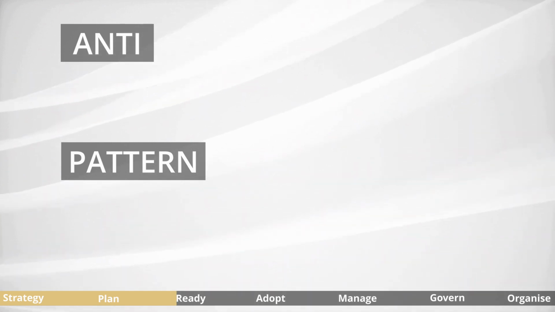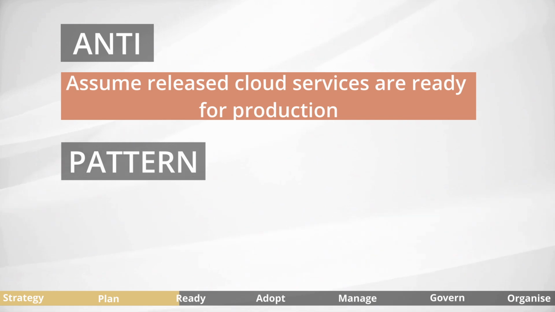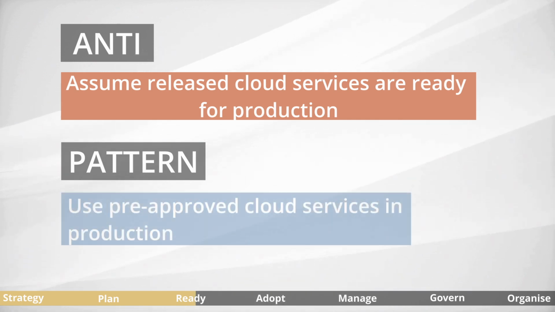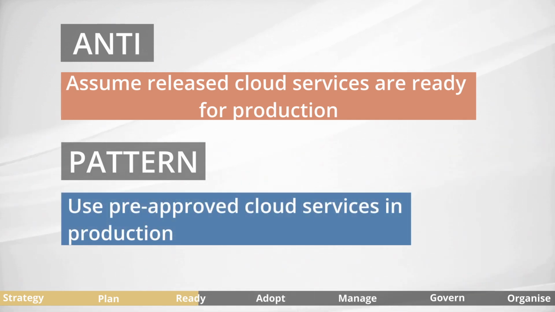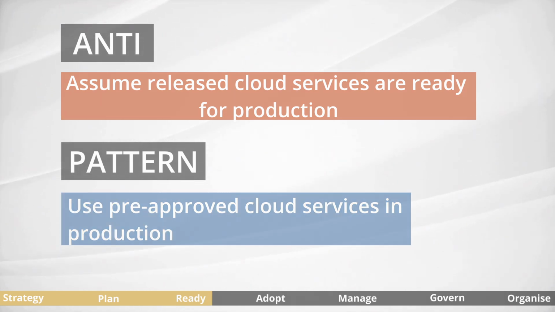Next antipattern is assume released cloud services are ready for production. Cloud providers frequently release preview versions of new services, but customers often assume they can be used in production environments. The preferred approach is to use pre-approved cloud services in production. When evaluating services that are in preview, only use them in proof of concept scenarios. Do not use these services in production environments as they do not have SLAs.